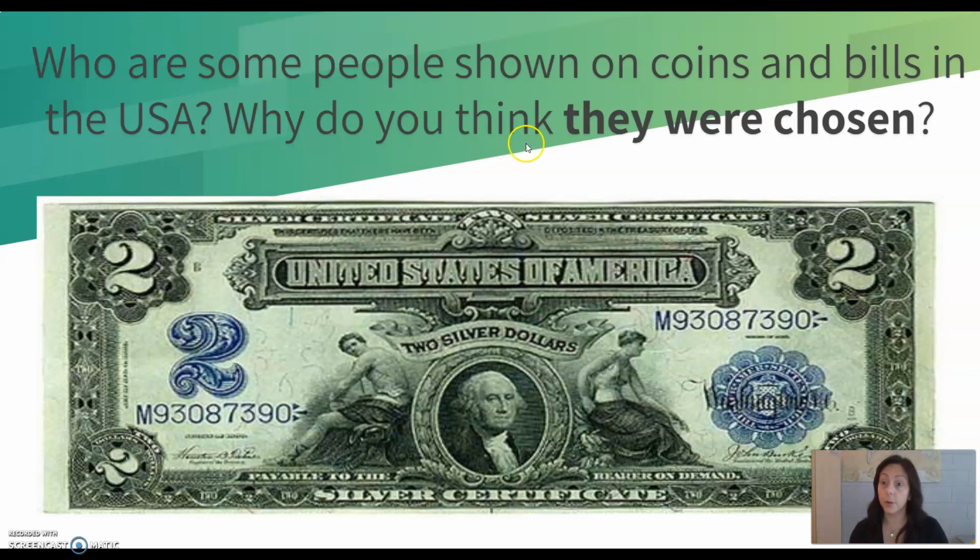So who are some people shown on coins and bills in the US, and why do you think they were chosen? George Washington, Benjamin Franklin, Andrew Jackson, Alexander Hamilton. Why are these people chosen to be on our currency, on our money? Probably because they were leaders of our country and had a big impact on our history and the foundation of our country.